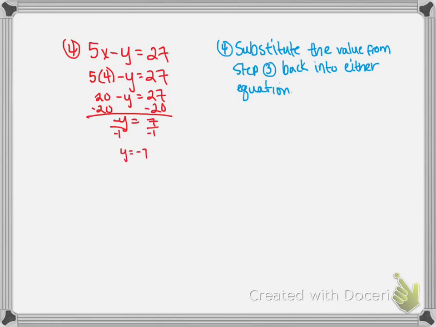y equals negative 7. So our answer will, of course, be in the form x comma y. And our solution here is 4 comma negative 7.